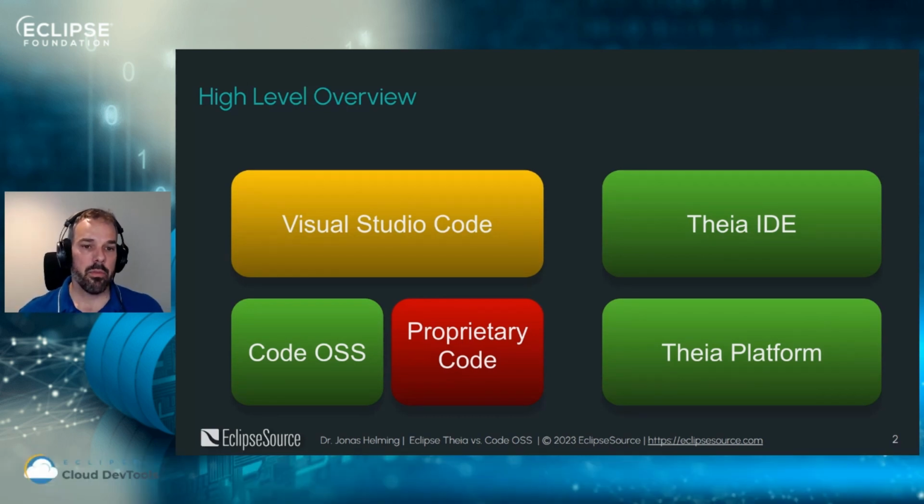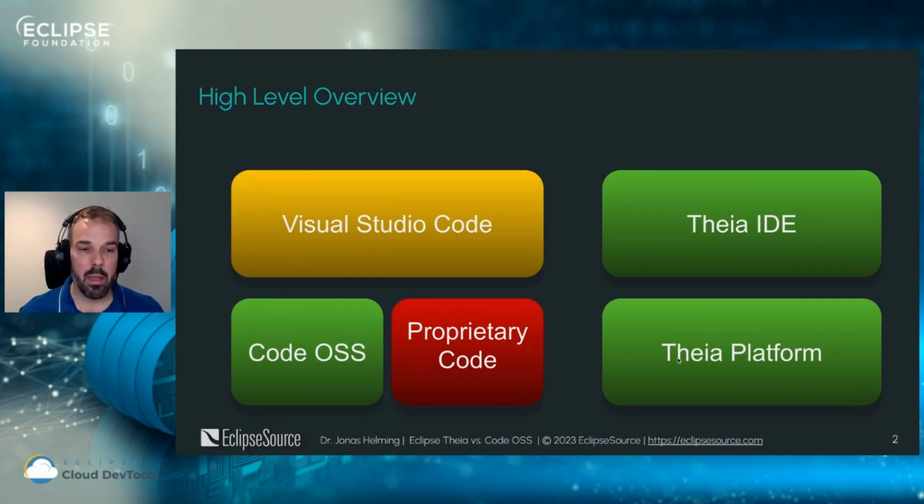On the left side, the yellow box is Visual Studio Code. That's the tool that you can download. That's not an open source project or anything. That's really just a tool that you can download and use. And this is actually built based on two sources. Number one is the Code OSS open source project, and that's actually the thing that I will mainly talk about today. Plus, there is some proprietary code in there. So it's very important to understand Visual Studio Code is not the same as Code OSS, but Visual Studio Code contains a little bit more compared to Code OSS.